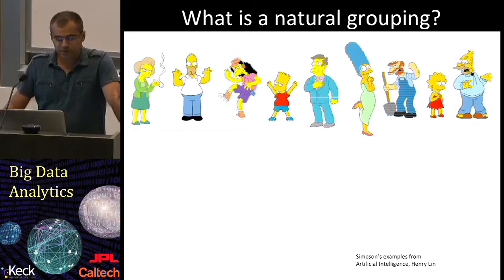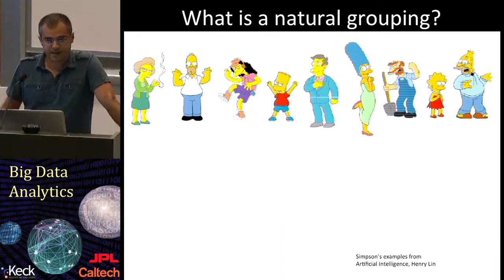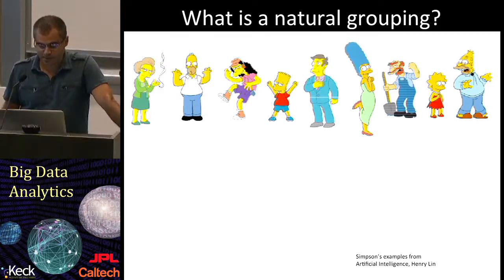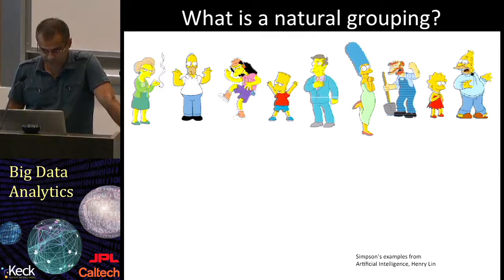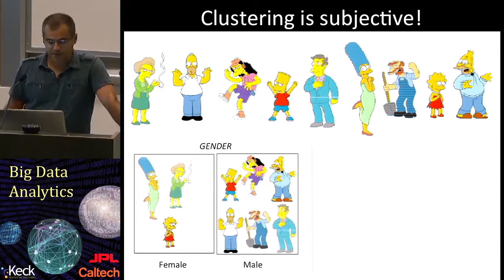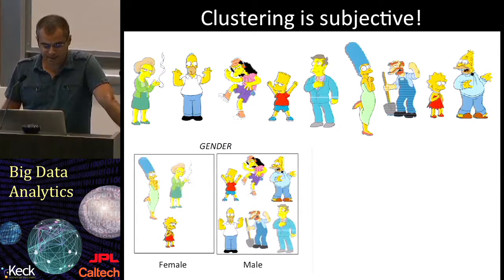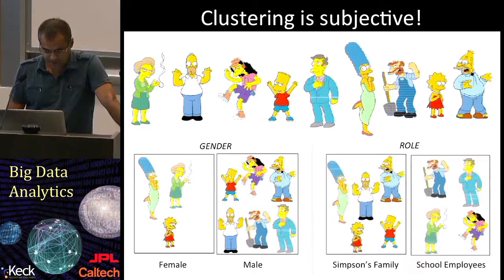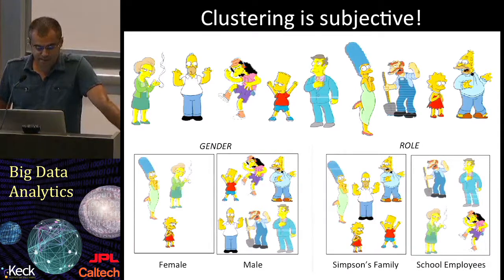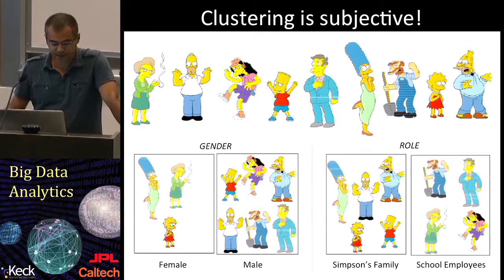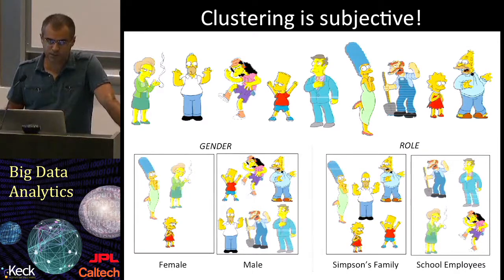So, suppose this is our data set, Simpson characters. How would you divide them in clusters? And be careful, because the notion of cluster can be ambiguous, as we will see shortly. So we can divide them by gender, females and males, but also we could divide them by their role in the series, like Simpson family members versus school employees. So these are two different but plausible clusters for this dataset.